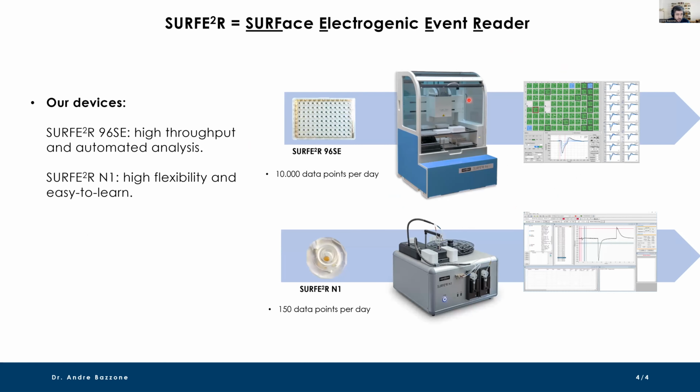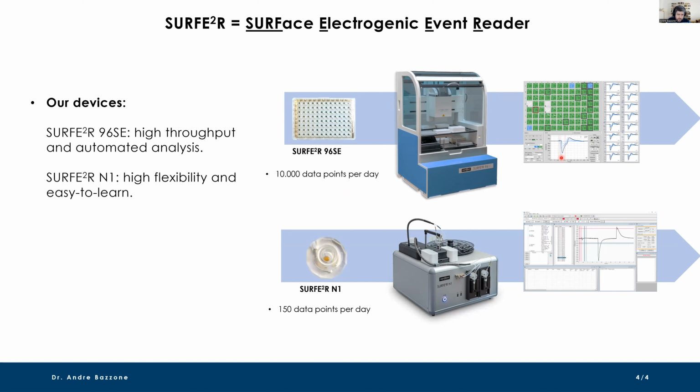This last slide just shows you the two different devices we have. First, there is the SURFER 96 SE, which is a higher throughput platform. This is using 96 sensor well blades, so it can measure 96 sensors at the same time and is able to record about 10,000 data points per day. It also comes with a powerful data analysis software.